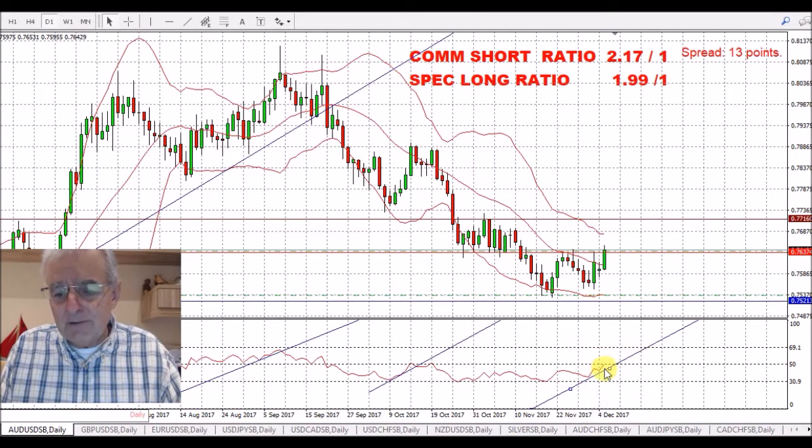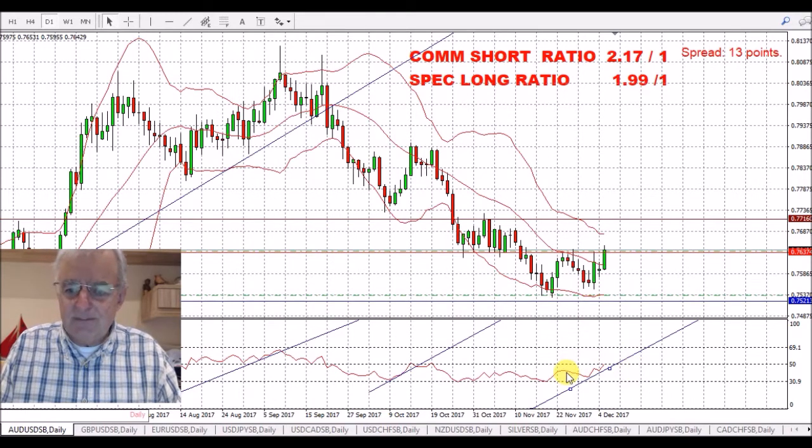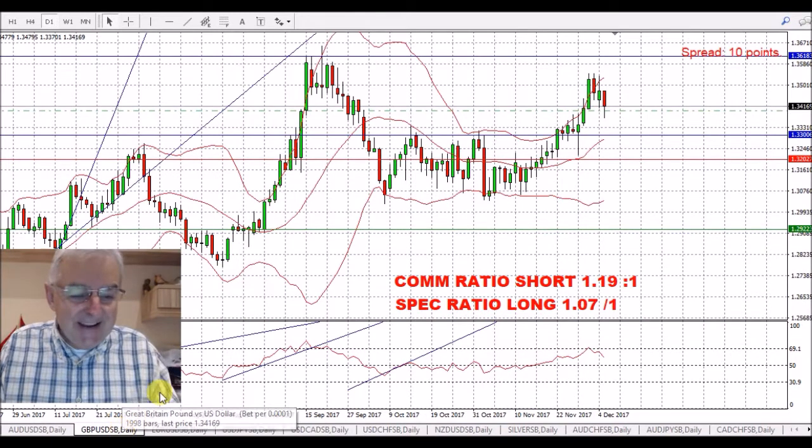I've put a trend line on the RSI, so either we get a bounce off the 50 and come back down, or we'll be moving up above the 50 and come down in a couple of days. We'll see how that goes anyway.